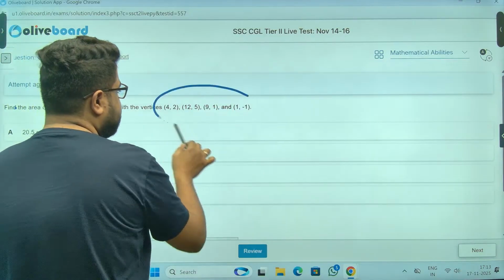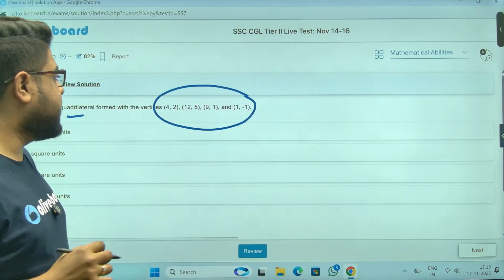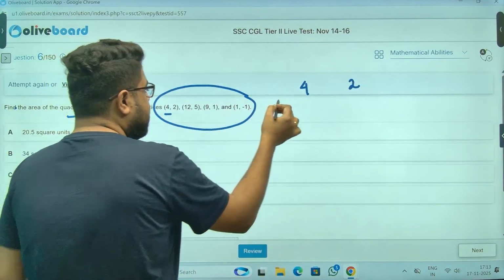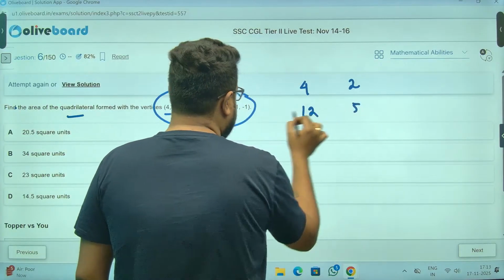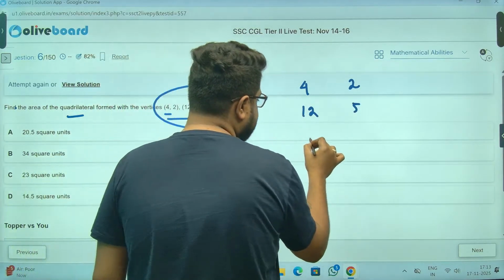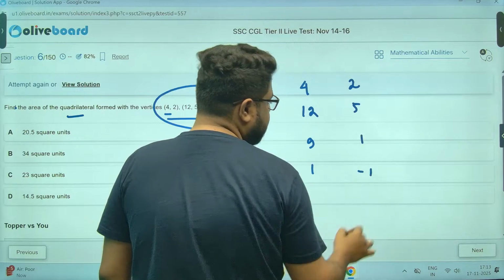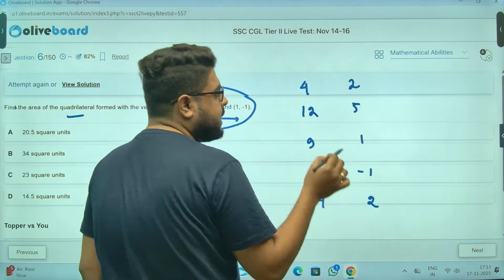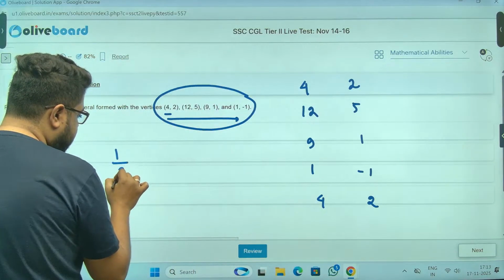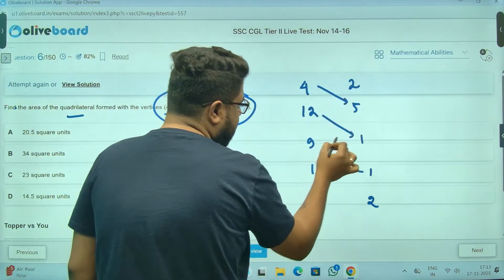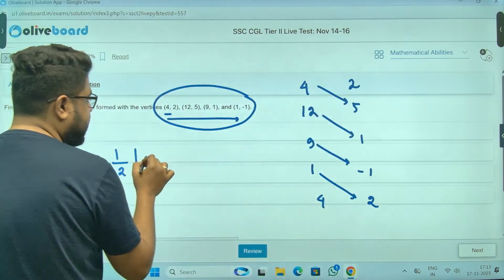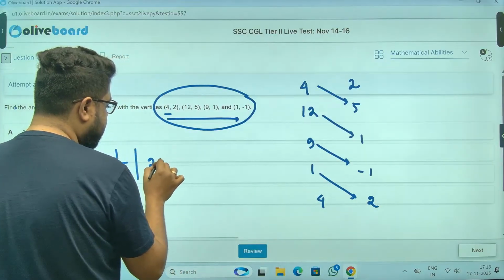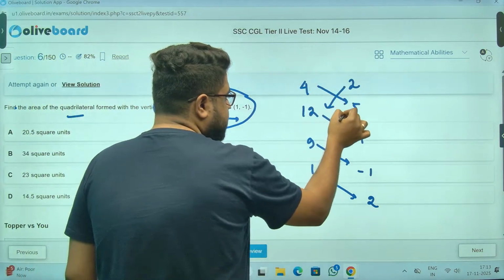Quadrilateral, sir, 4 vertices are given. I told you how to do this. Write the first vertex like this, 4, 2. Then 12, 5. Take a certain order, sir. Don't mix and match. 9, 1, 1, minus 1. And whatever you have written first, you just need to repeat that. Now the area will be half modulus. Multiply all these in order: 4 5s are 20 plus 12, 32 minus 9, 23 plus 2, 25. Minus, opposite order, sir.